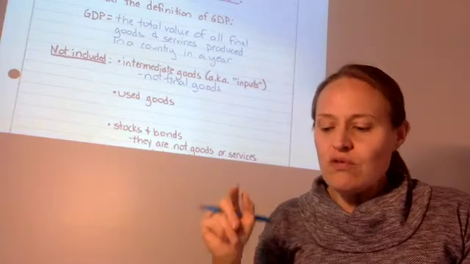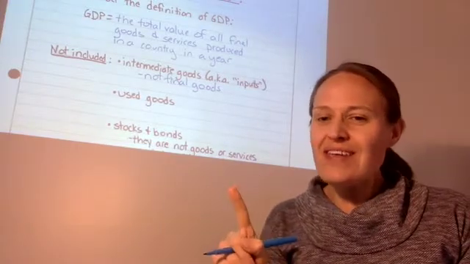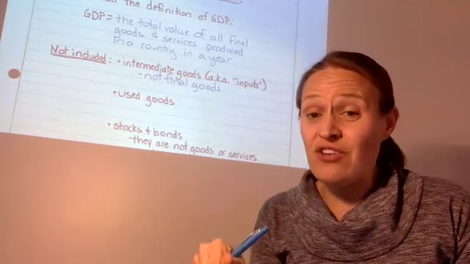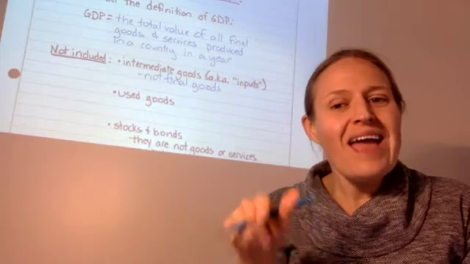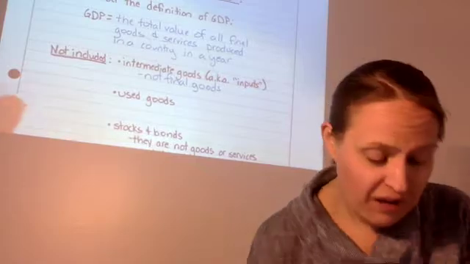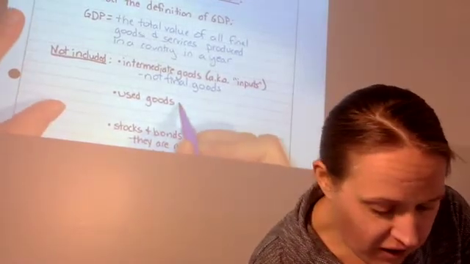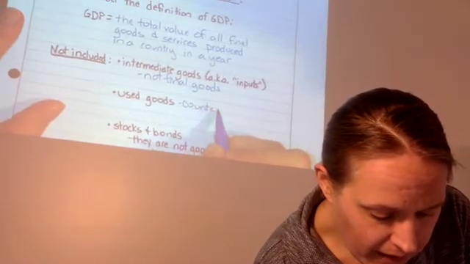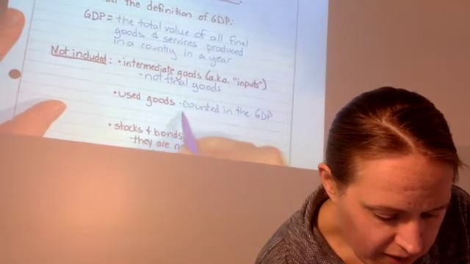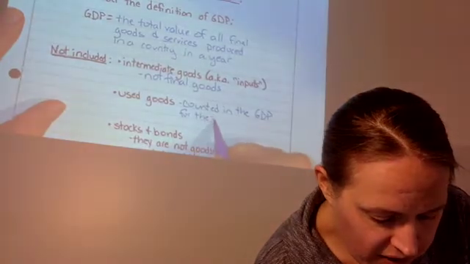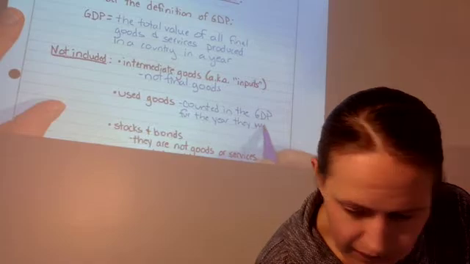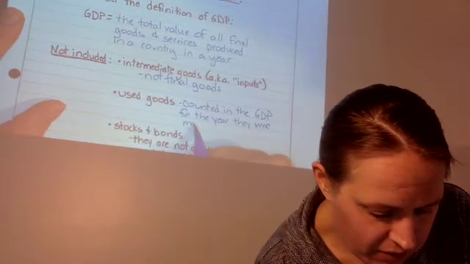So if it's a used good, don't worry, it's not like it was never counted. It's just not going to count when you buy it as a used good. It's going to count when it was bought or produced as a final good in whatever year it was produced in. So used goods are counted in the GDP for the year they were made or produced.